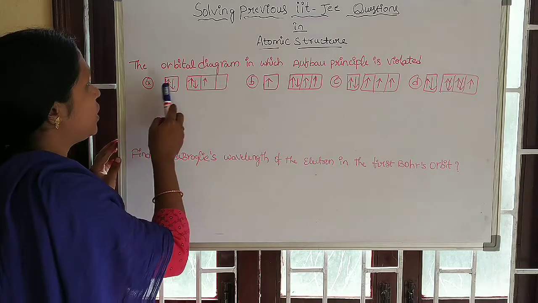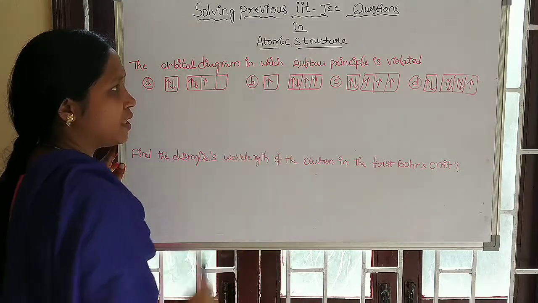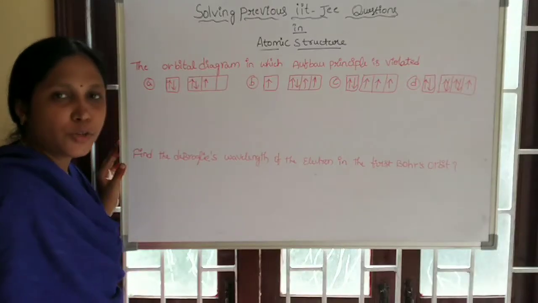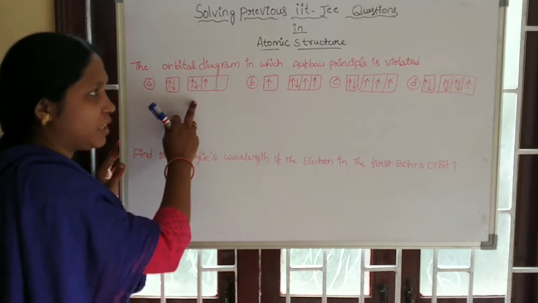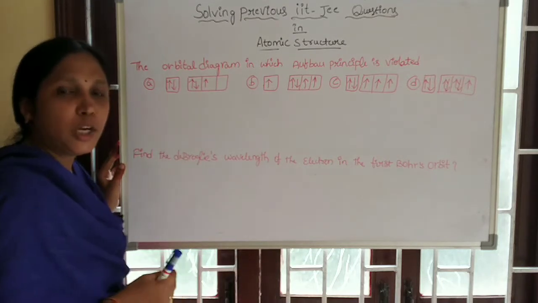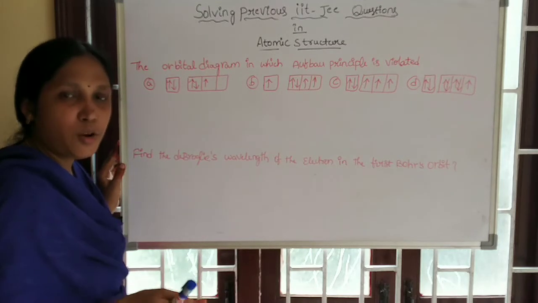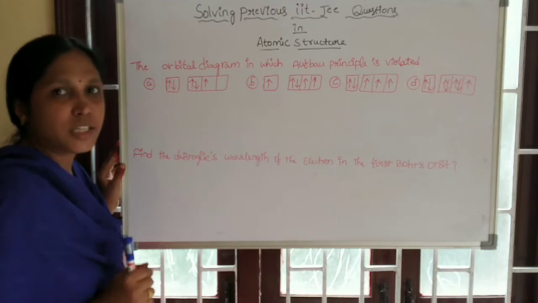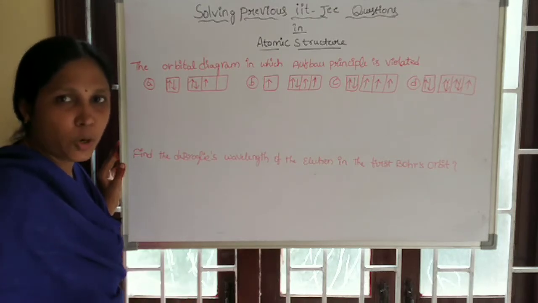See the next one: the orbital diagram in which the Hund's principle is violated. First of all, what is Hund's principle? Hund's principle means the electron enters first the orbital which has the lowest energy, and after that the electron enters a higher energy orbital.